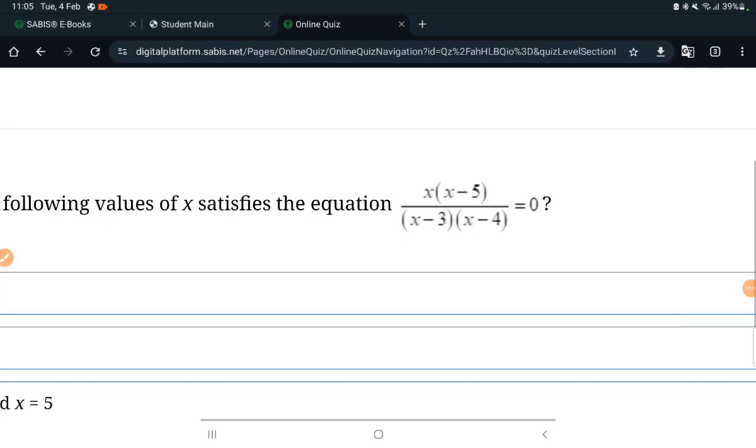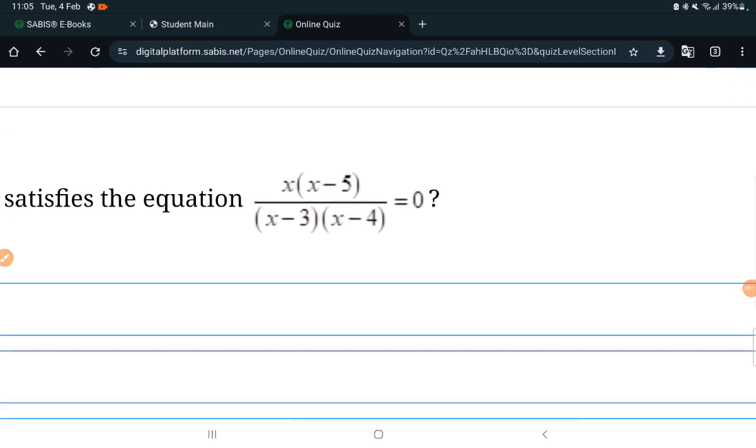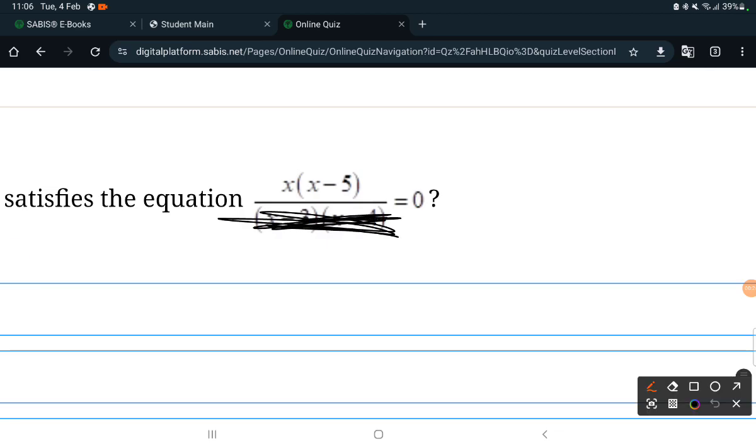Okay, so look, in this first question, when you have a fraction equal to 0, and the numerator and denominator do not have any common factors, we can just forget about the denominator. So forget this ever even existed. We get x minus 5 equals 0.